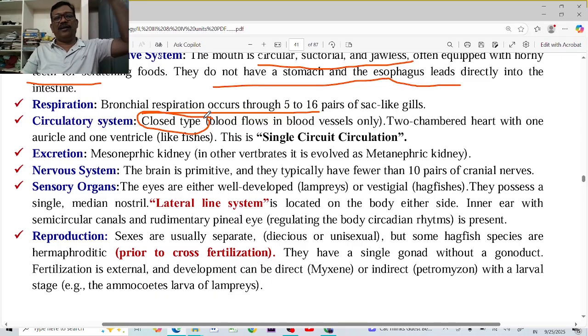But now, from cyclostomata onwards, all the vertebrates follow the closed type of circulatory system. The blood can flow in the blood vessels only. Two-chambered heart, this is a fish character. Two-chambered heart is present in the cyclostomata also.